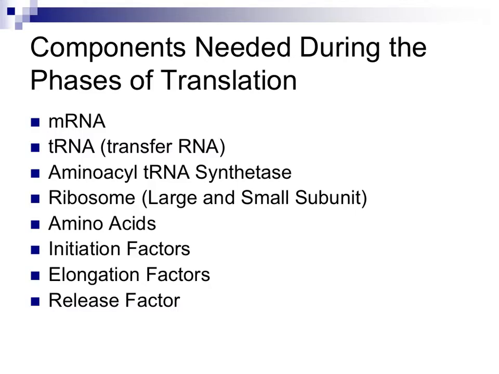Okay, what components are needed for translation to occur properly? Well, first of all, you'll need the messenger RNA. That's the instructions used to determine which protein you're going to make and the order of the amino acids in the particular protein. You will need a transfer RNA. You will need an enzyme called aminoacyl tRNA synthetase, the ribosome, including both the small and the large subunit, the individual amino acids that are going to become a part of the protein, what are known as initiation factors, elongation factors, and a release factor. Now, some of these I didn't give any details with. We will be going over all of these as the lecture proceeds.